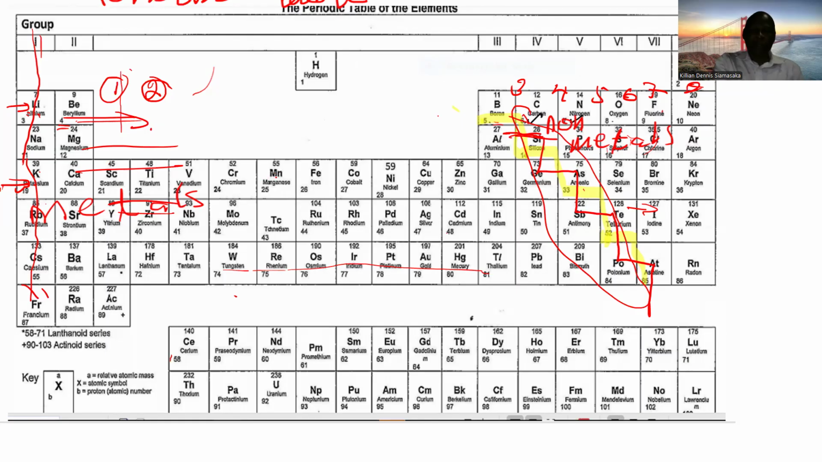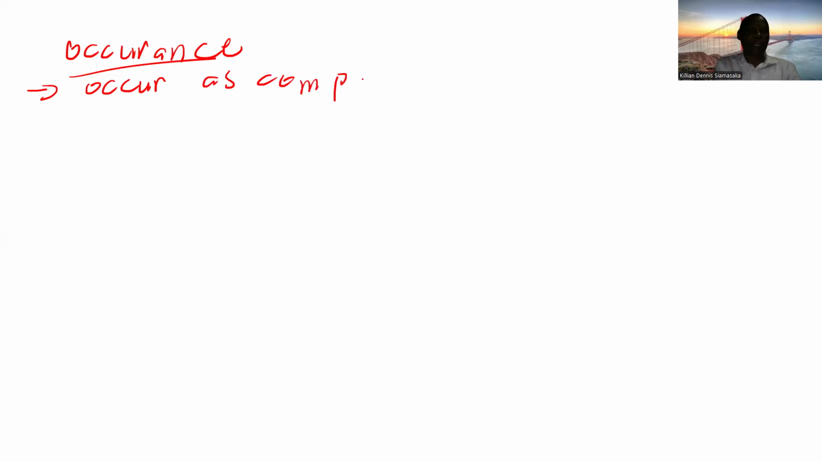So, occurrence of alkali metals. These elements actually occur as compounds because they are very reactive. So they are joined together with the other elements. So they always occur as compounds because they are very reactive.